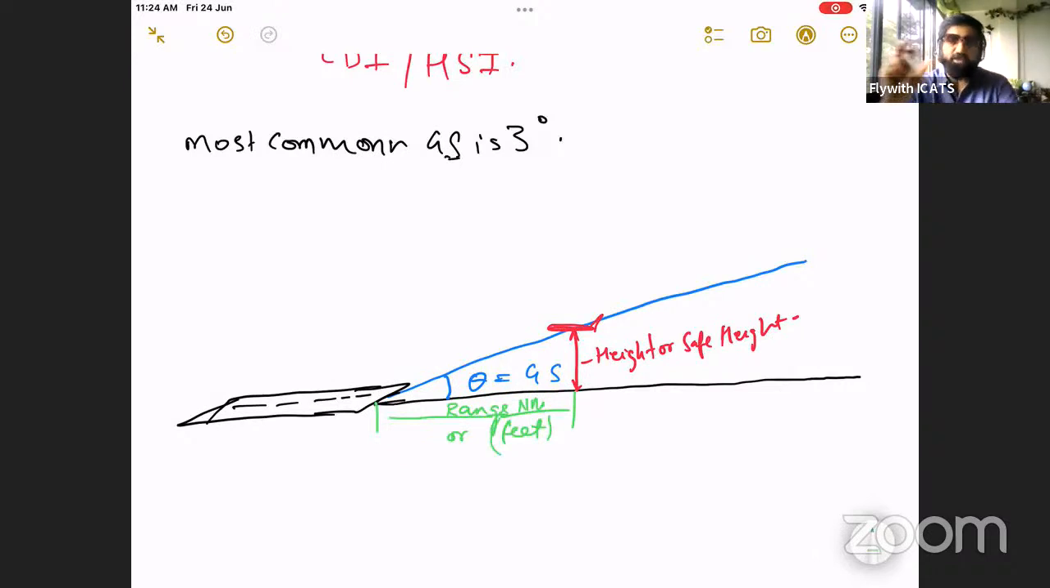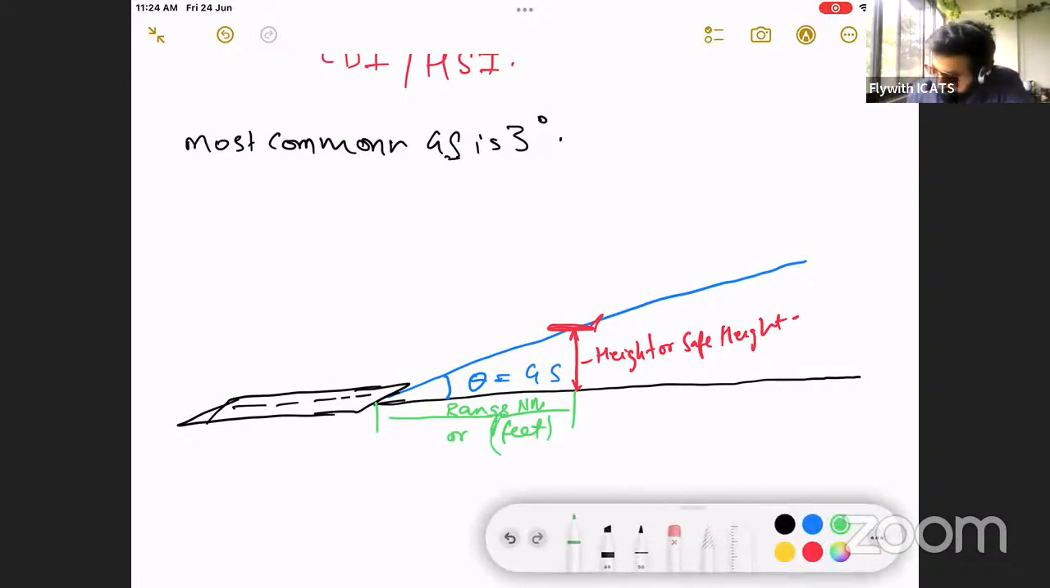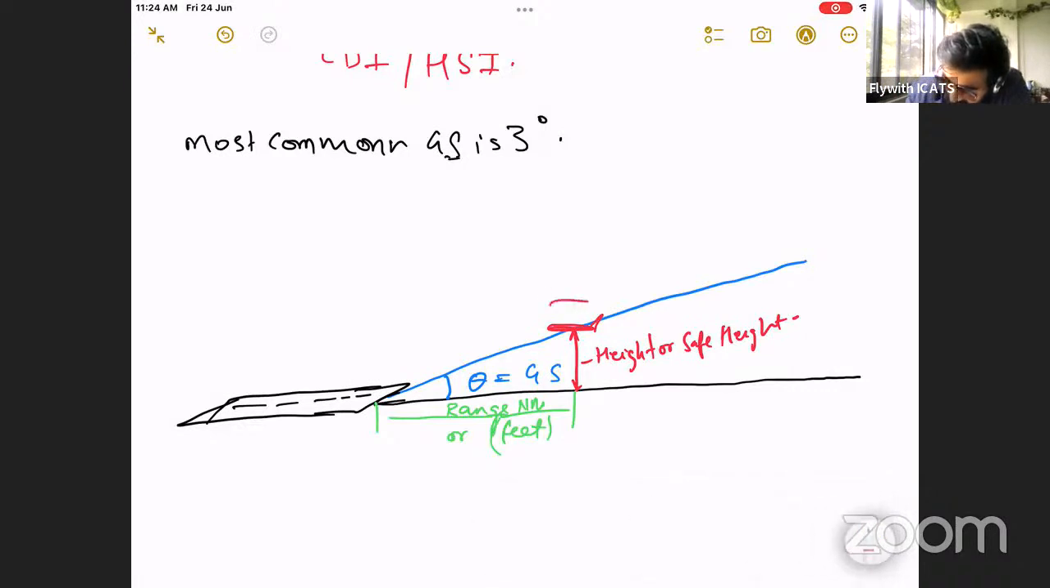So if I give you the range and the glide slope angle, then there is a formula that will help you find out what would be the safe height for the aircraft at this range. If you are at that height, it means you are maintaining the glide slope. If you are not at that height, then probably you might be here.